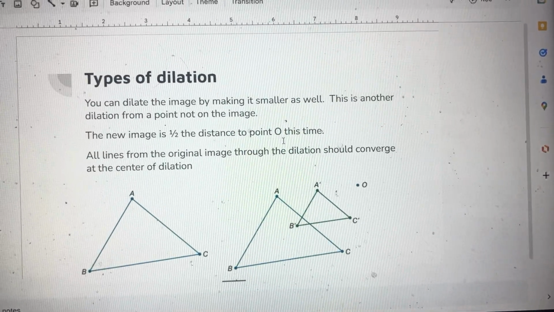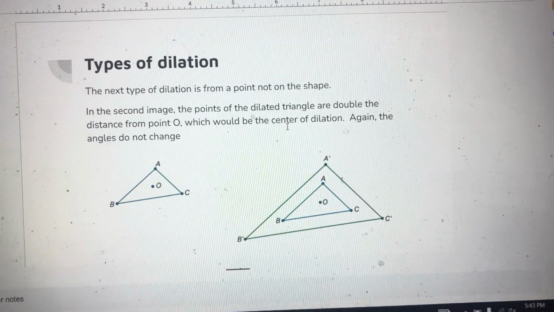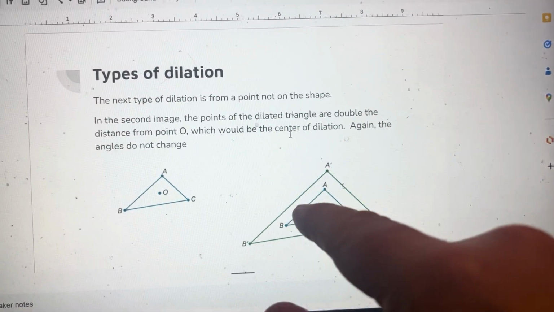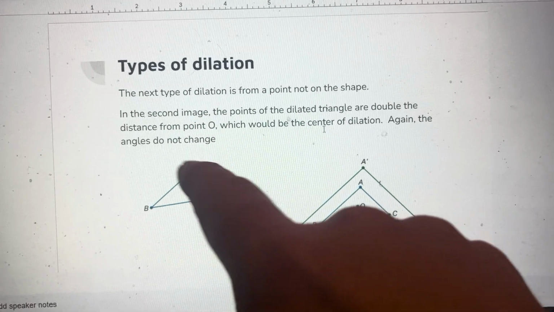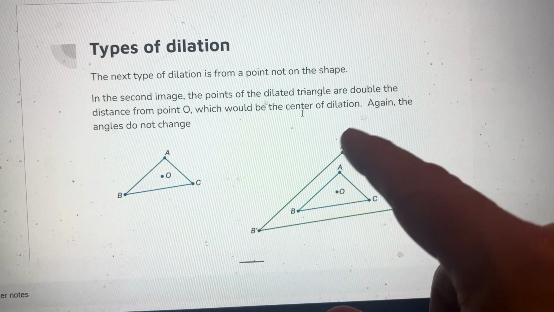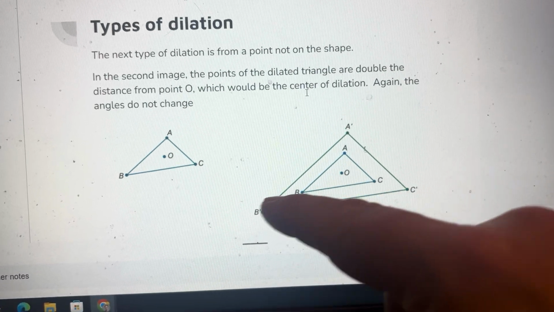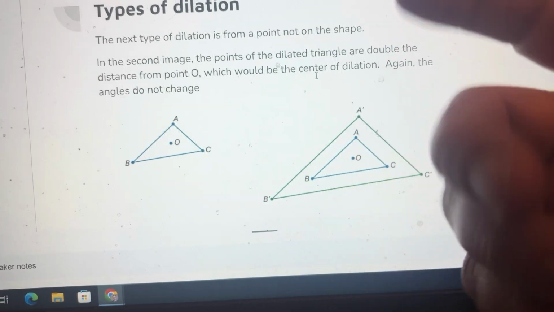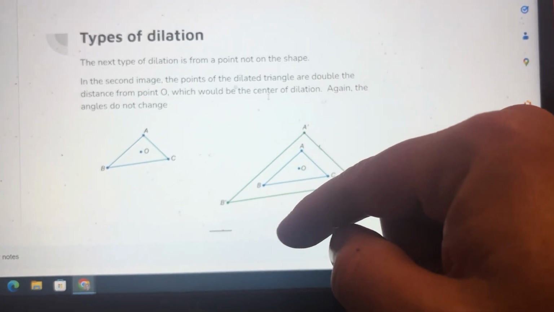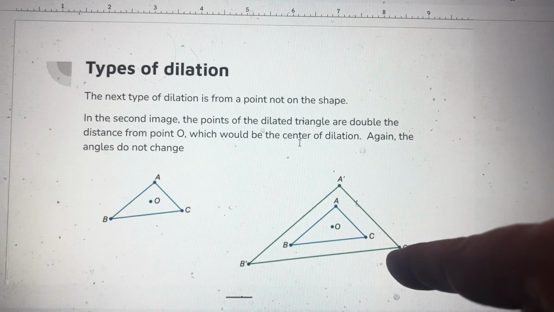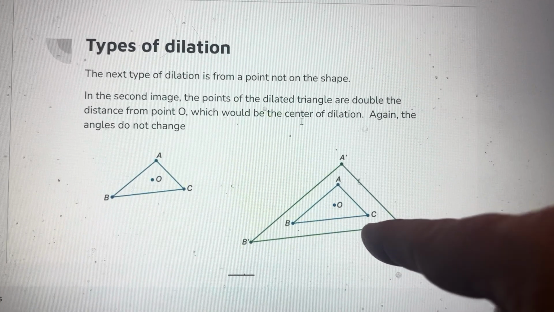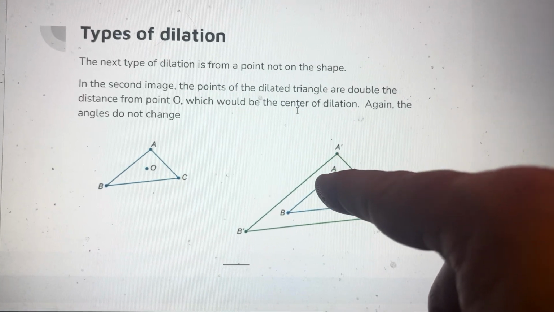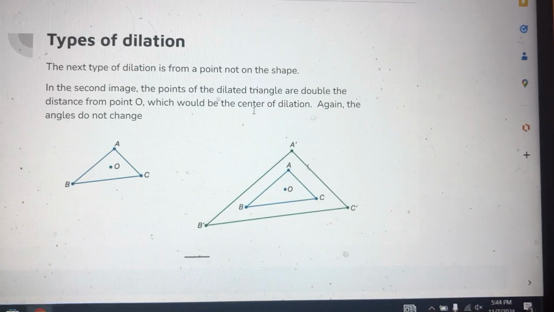The next one is from a point that is not on the shape. This is going to be the most common you're going to see. So we have point O that's in the center of this triangle, and then we do this dilation. We change all these distances. We know we're multiplying by more than 1 because this is getting larger and not smaller. We have a convergence in the center. If we draw a line from C prime down to C and continue it, it should go through point O. Same thing with A prime and A, B prime and B.